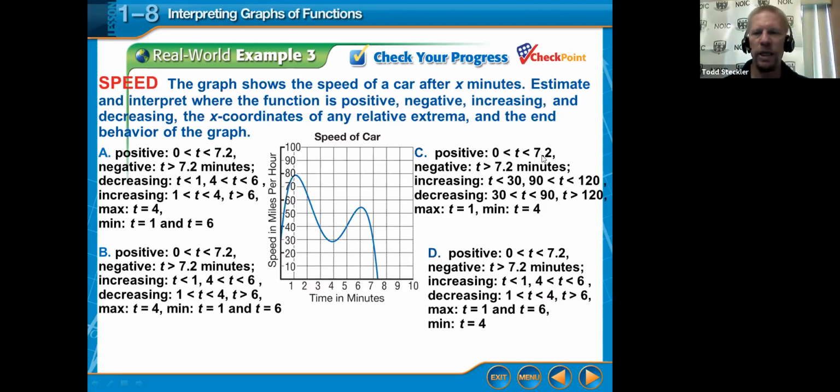As far as the end behaviors, on the far left, it looks like the graph is going down. And on the far right, the graph is going down. None of the answer choices talked about that, but that's what the end behavior is for this one. So the correct answer here is letter D. That question had a lot of parts to it, so hopefully it makes a little bit better sense now.